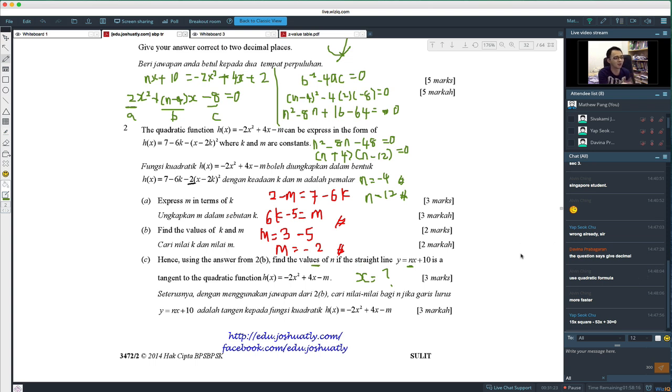Because when a straight line touches the curve at one point, there are two possibilities. Just remember, either dy dx or b squared minus 4ac equals to 0. Okay? I hope you are good. So I will move on. If you have any problem, you just let me know.